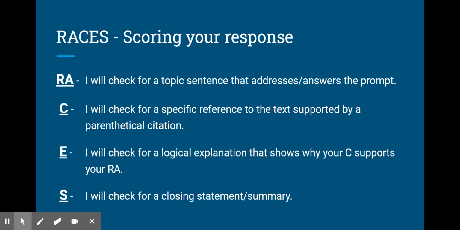I'm checking for a logical explanation. It needs to make sense. And the goal of the E is to explain why, or to show why your C, your citation, the evidence that you chose, supports the answer that you articulated in your topic sentence. And then when you get to the end, I'm going to check for a decent closing statement or summary. I'll have another video in a moment coming up that is one that will actually walk you through some good things and some bad things that you can do in your written response to help you score the best points.